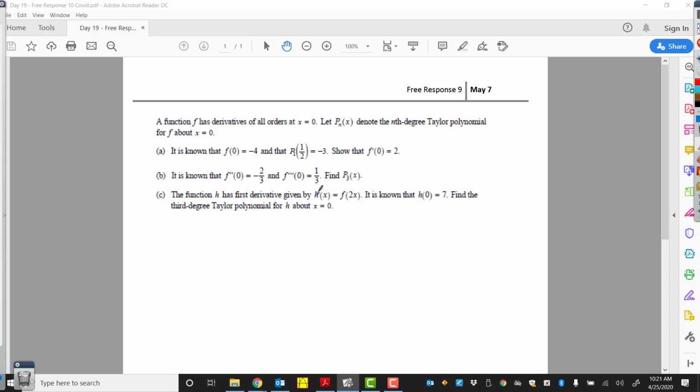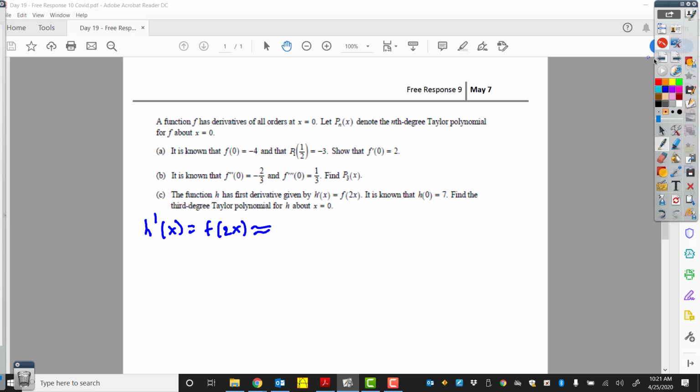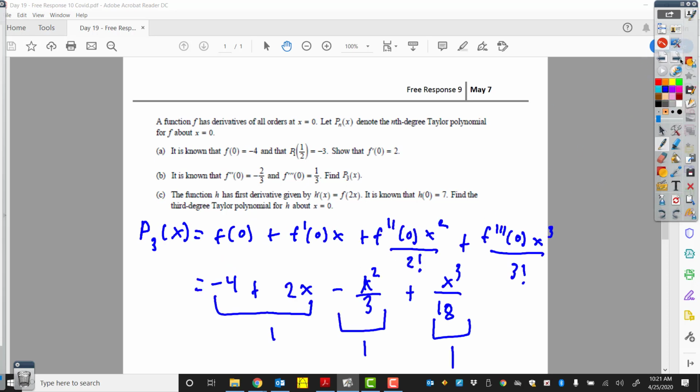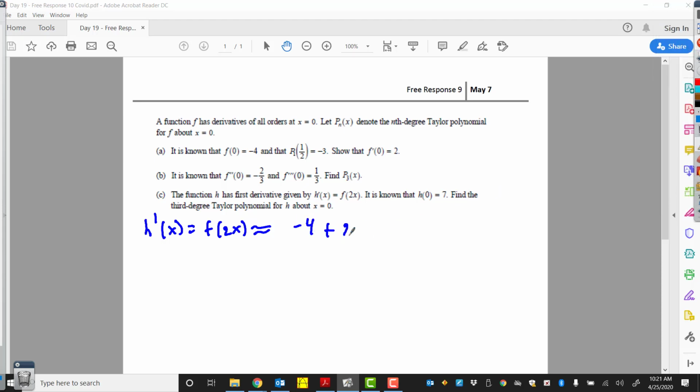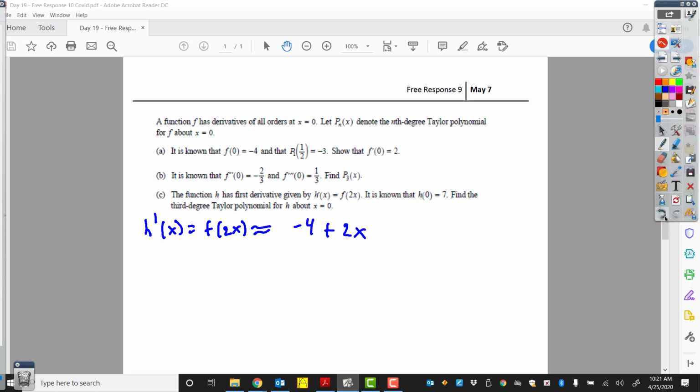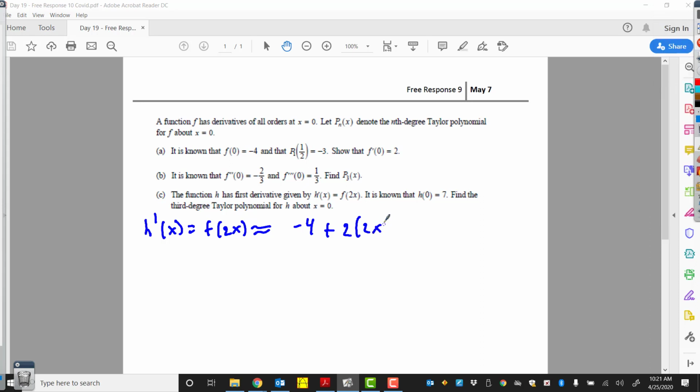We can find h prime, and then get h. How are we going to do that? Well, to go from h prime to h, we're going to integrate. So our first step is figuring out what h prime is. Well, h prime of x is f of 2x, and f of 2x is approximately that polynomial we just had, this one right here. So negative 4 plus 2x, sorry, not exactly. It's going to be the last polynomial with 2x plugged in. There we go.